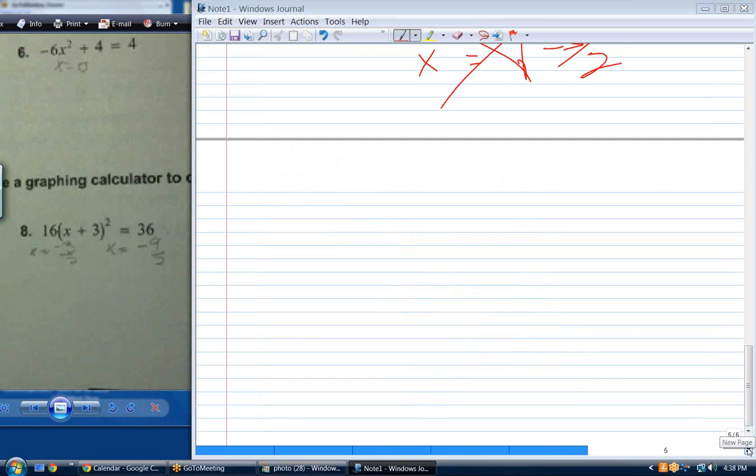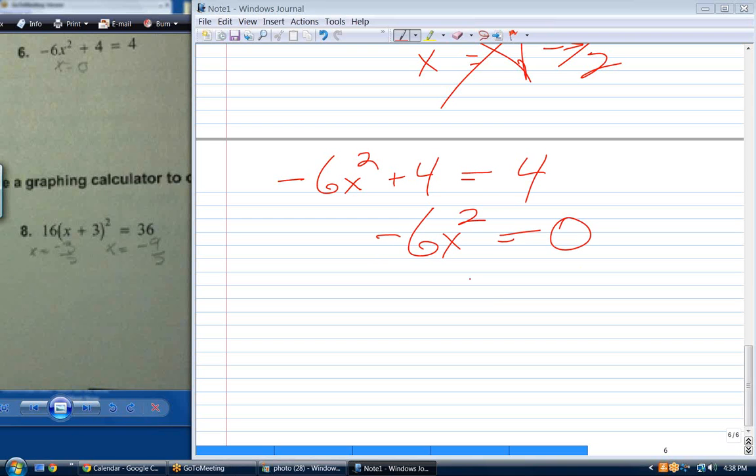Okay. First step. Subtract 4. Second step. Divided by -6. Third step. The square root. So x equals 0. Huh?